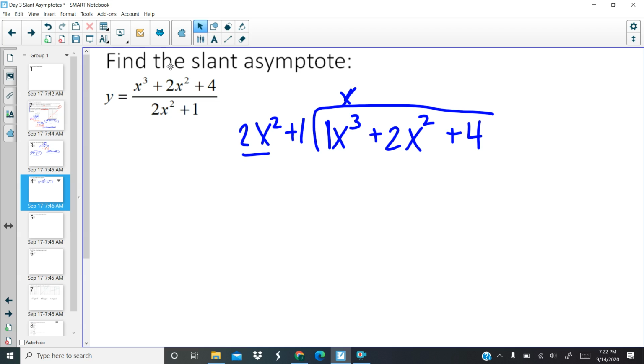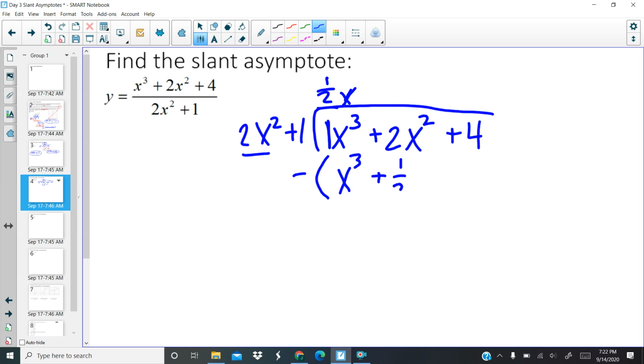I'm going to move that up so I can have room to write here. So I would have 1/2 x up there, if I can get it to look right. Okay, so 1/2 x. And so then I need to multiply my 1/2 x times this whole 2x squared plus 1 and subtract it out. So I'm going to do minus 1/2 x times 2x squared is just going to be our 1x cubed, which is what we want. And then 1/2 x times 1 is going to just be 1/2 x.